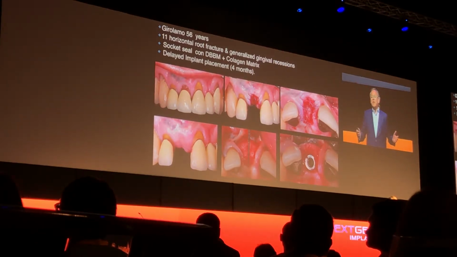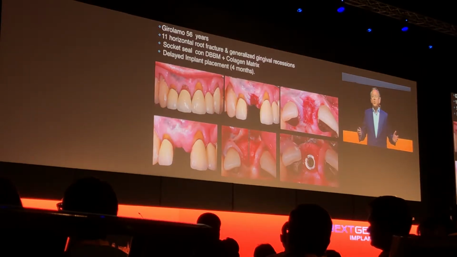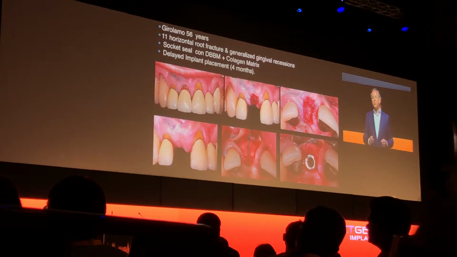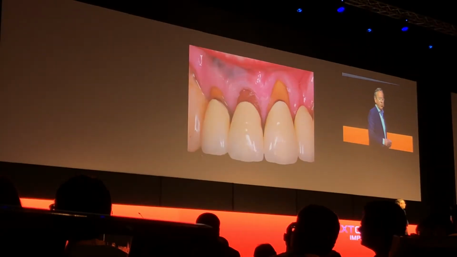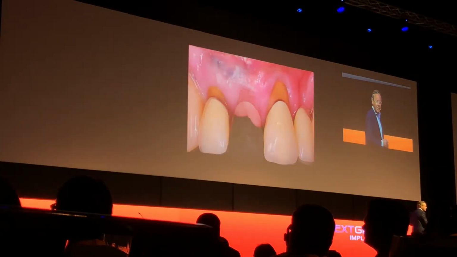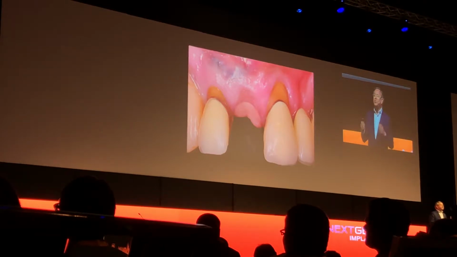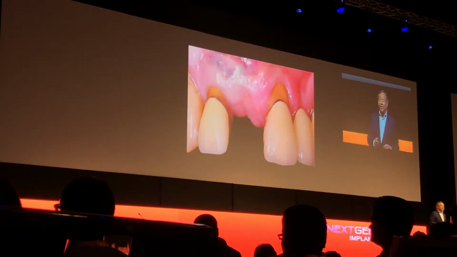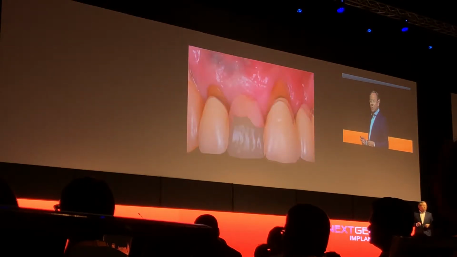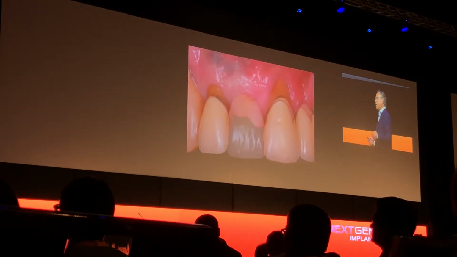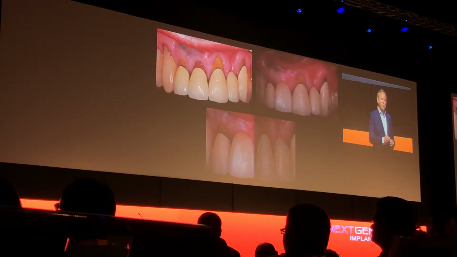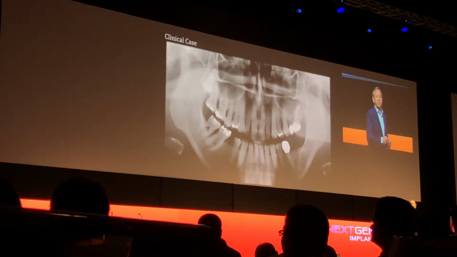So it is clear that if you do socket preservation, you need to wait at least 4 to 6 months before you can place your implant. But the idea is that you are able to preserve the hard and soft tissues, and you have the best situation to place your implant and to allow an aesthetic restorative outcome. So there is a place for socket preservation.